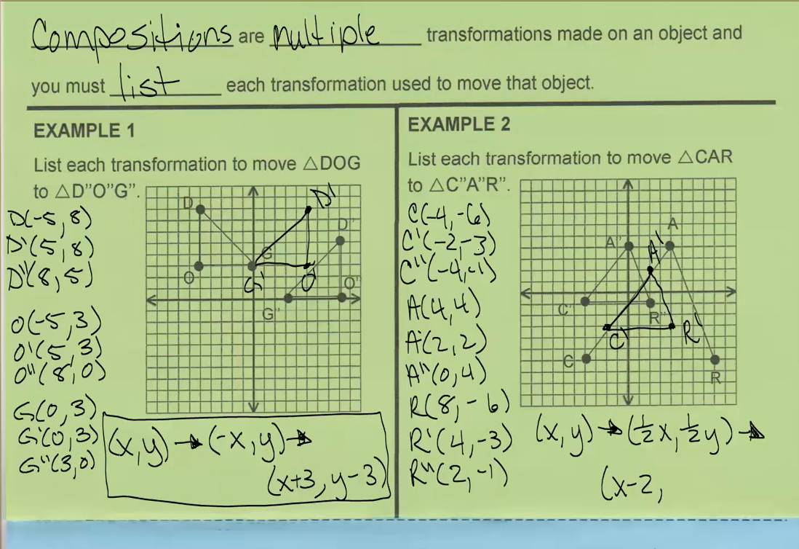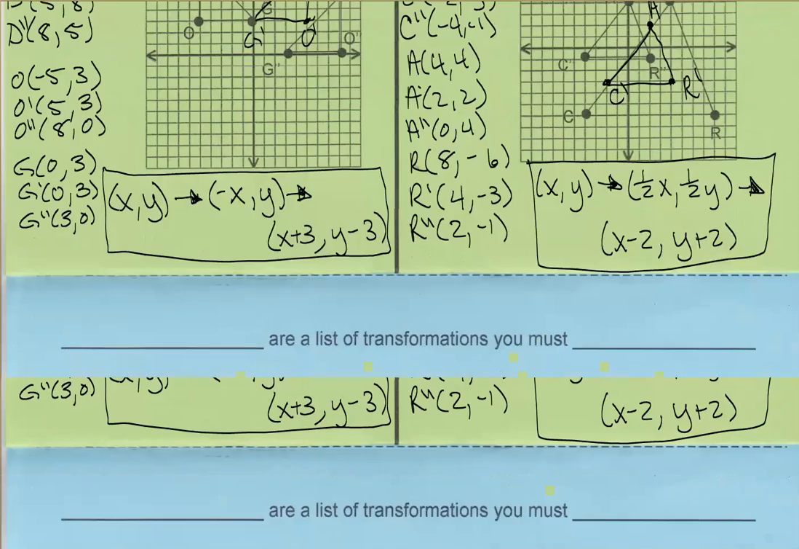How did I get from negative 3 to negative 1? I added 2. How did I get from 2 to 4? I added 2. How did I get from negative 3 to negative 1? I added 2. So we're adding 2 to our y's. And this is my answer. So that's how we do compositions. Next up is sequences.